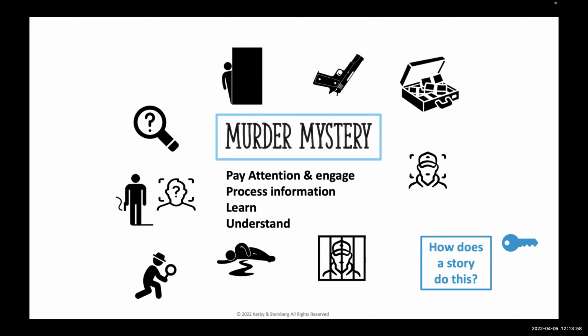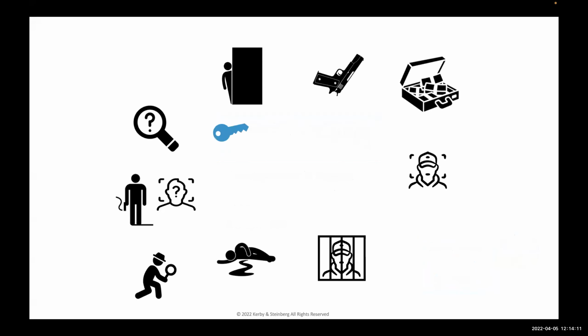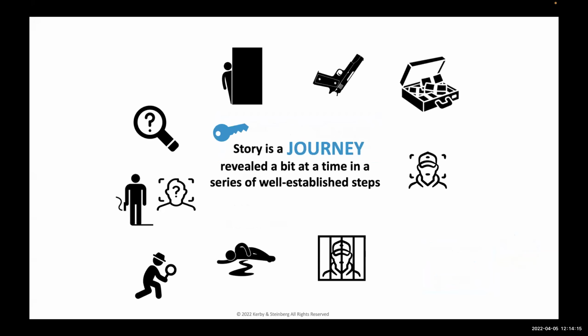Well, Adam and I have looked through, and our story form science method basically uses 3 keys. Let me tell you what the keys are. First key, stories are journeys. And these journeys are revealed a little bit at a time in well-established steps.